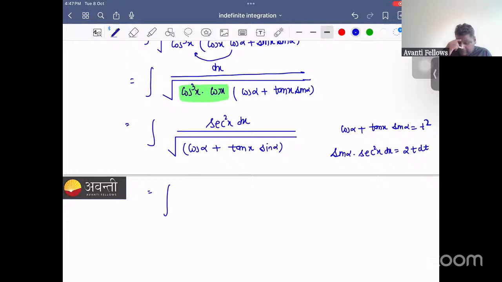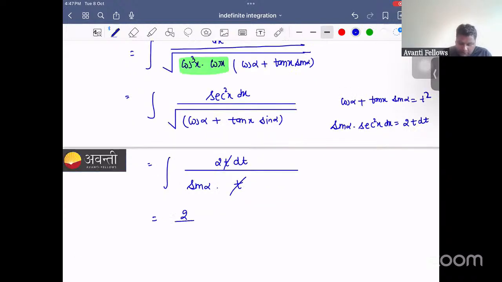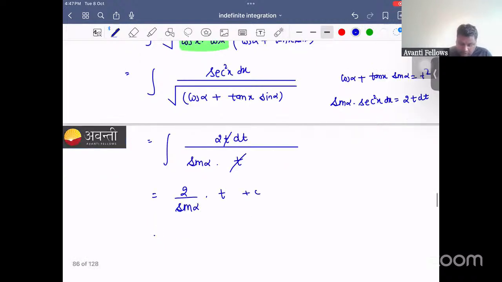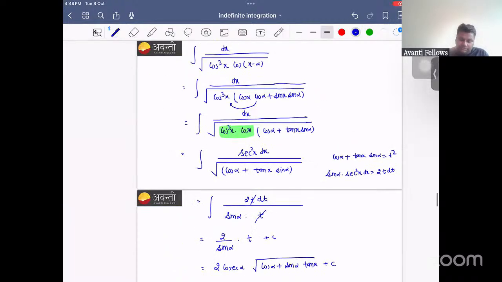So this became secant square x dx is 2t dt upon sin alpha into t. This t, t cancel. So it is 2 upon sin alpha, integration of 1 will be t plus constant. So answer is 2 cosec alpha inside the root. It is cos alpha plus sin alpha tan x plus constant. See what a beautiful question it is.